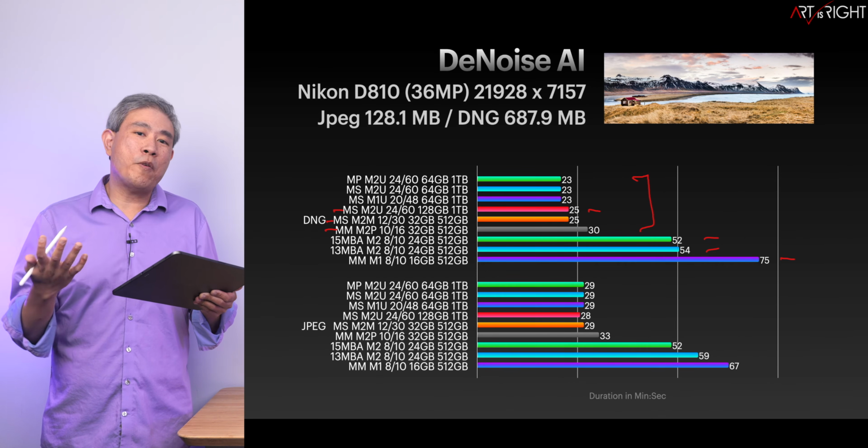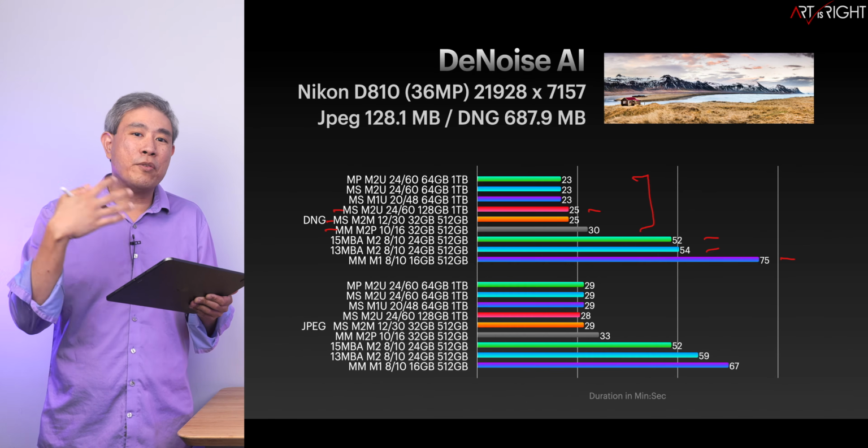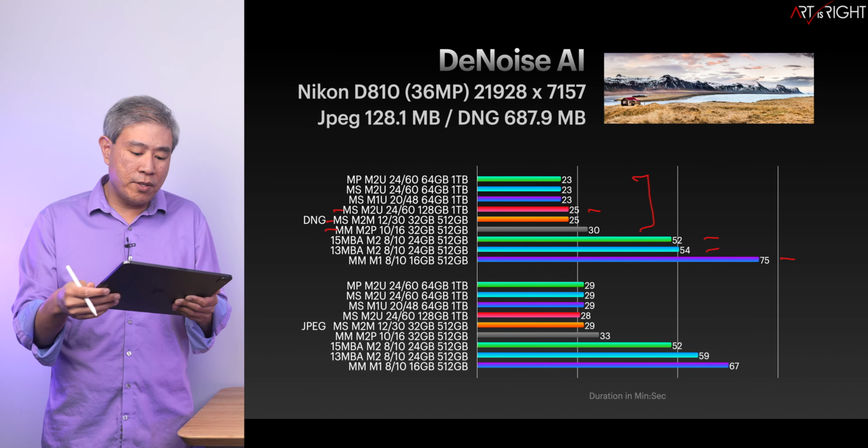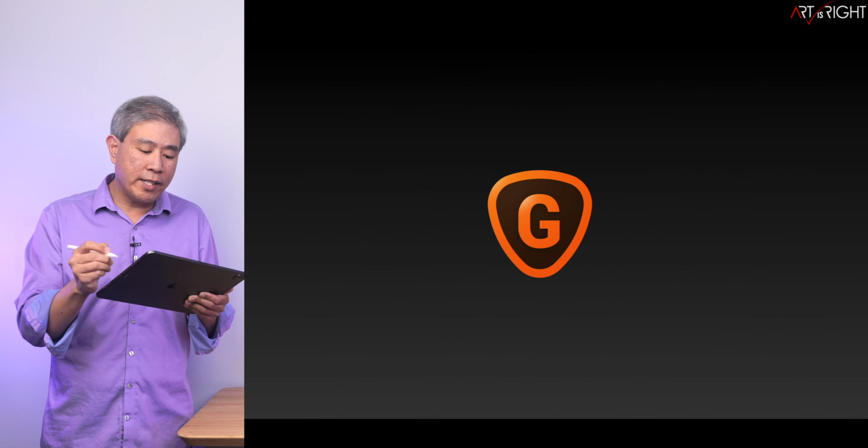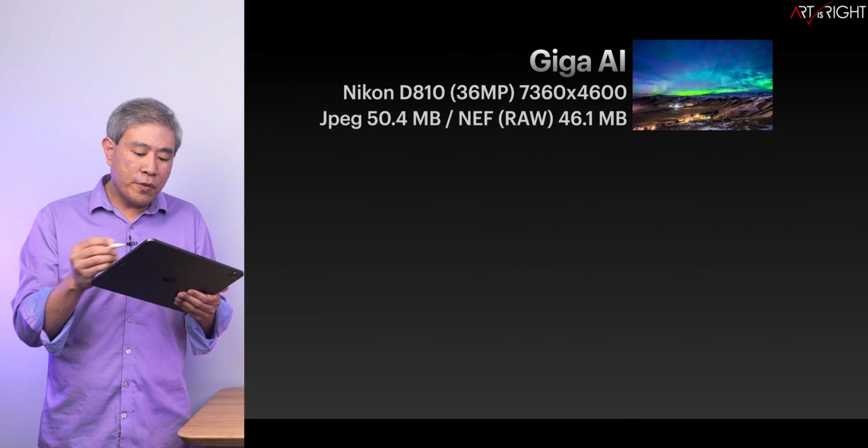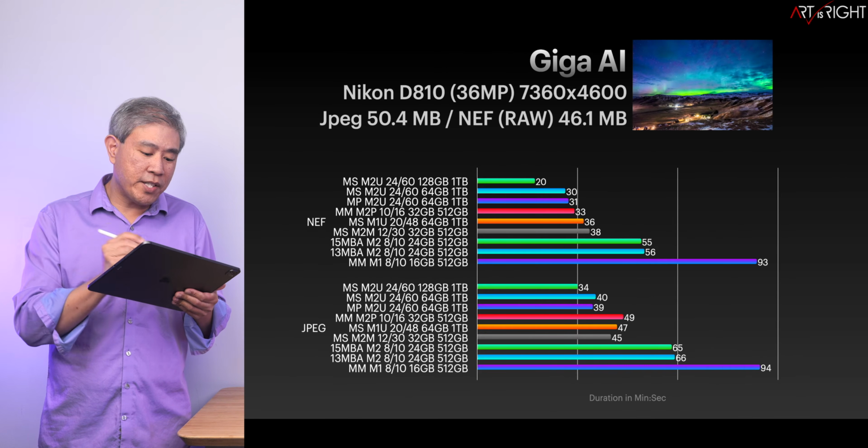Now, are these good performing machines? Yes, but like I said before, you really need to think about the tasks that you're using these to do. Now let's take a look at Giga AI. So for this timing cascade, only a few seconds apart.